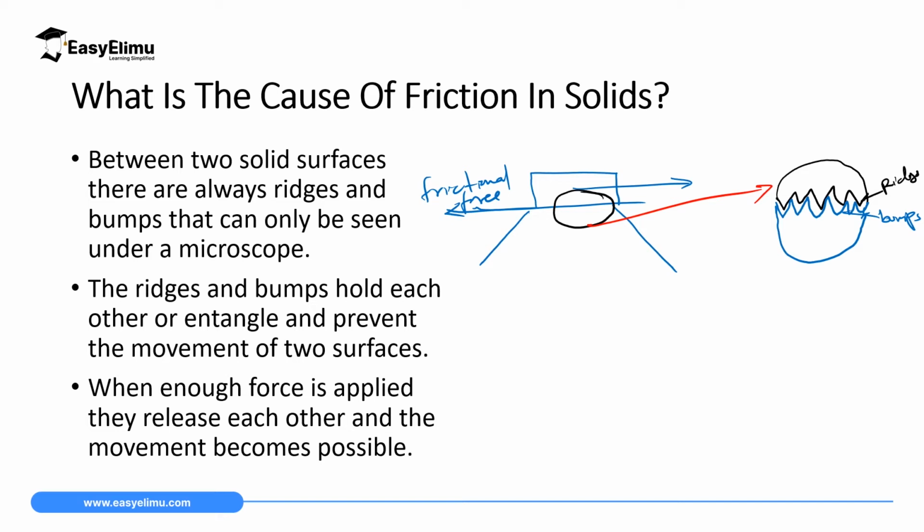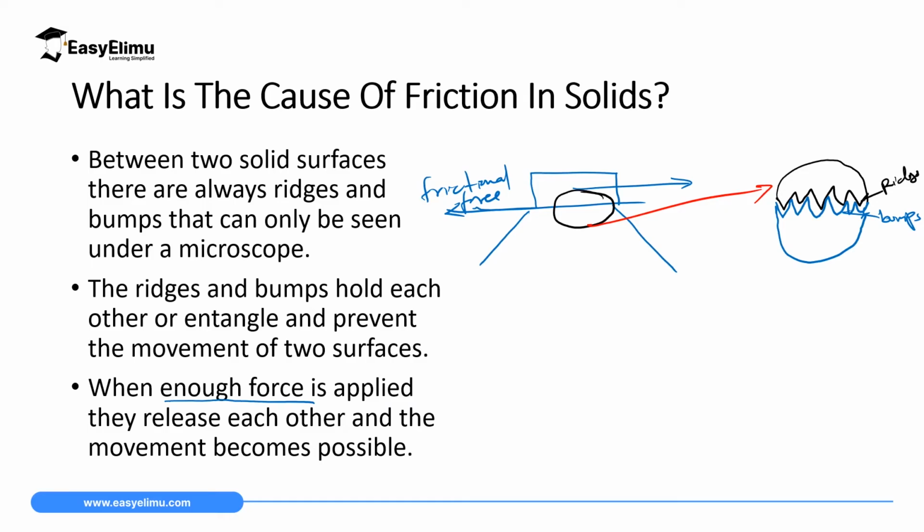And that's, of course, why if you place a box on top of a table, it cannot slide off, because it's being held by the ridges and the bumps between the two surfaces. Now, for you to make this box move, you have to apply enough force which will overcome the force from the ridges and the bumps, and then it will make the box move. And immediately you withdraw your force, the ridges and the bumps at the point where the box has reached will also entangle, and the box will stop moving.